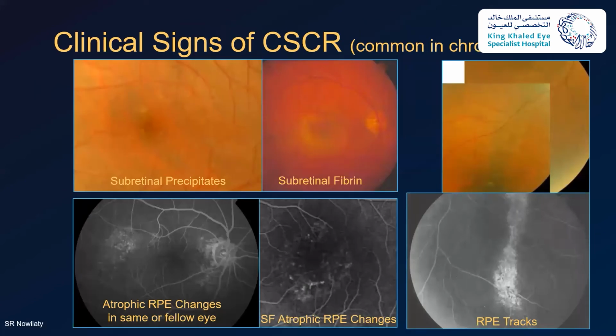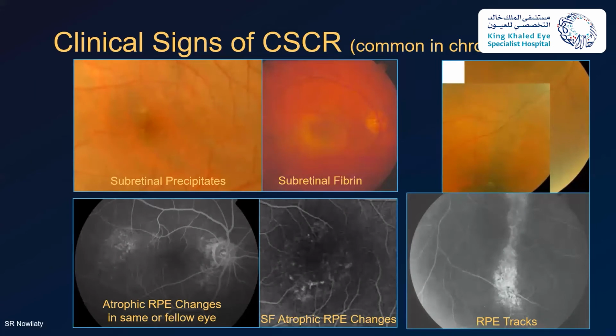What are other signs of central serous chorioretinopathy? Well, you have subretinal precipitate. You can have subretinal fibrin, this yellowish fluid. You can have just RPE changes, as you can see in the bottom picture there. Those changes can come in under the fovea, and they will disturb the vision.